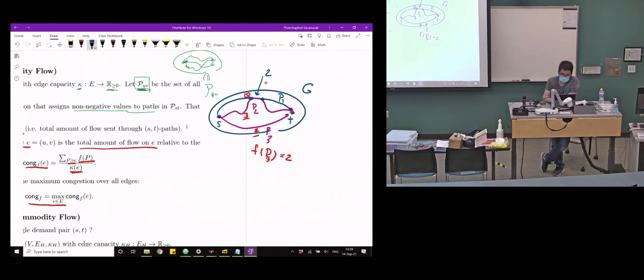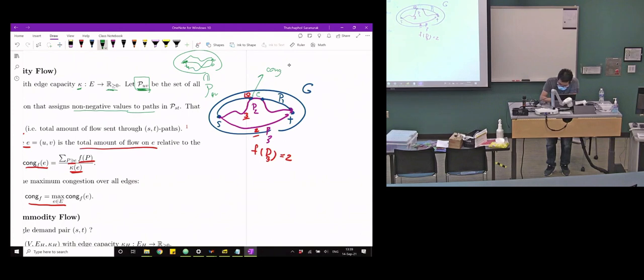If the capacity of this edge is 10, the congestion on this edge is going to be 0.2, right? Make sense? Sorry? We are summing the f of p. Oh, right. Sorry. Yeah.